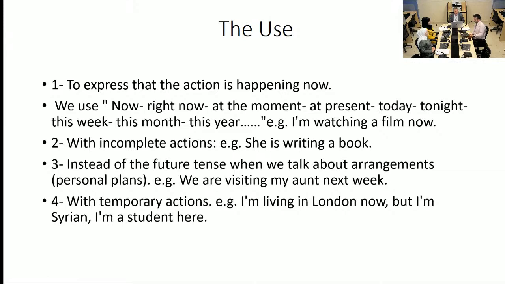The second use is with an incomplete action: she's writing a book. It means she started in the past, but she is still writing. She didn't finish; she hasn't finished yet. Instead of the future tense, we talk about arrangements and personal plans. Example: we are visiting my aunt next week.